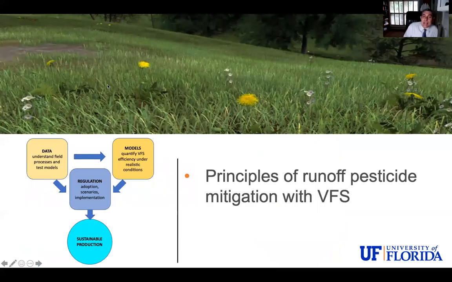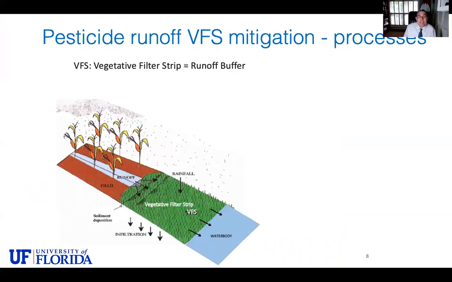Now, let me just give you an idea of how these simple pieces of grass work, okay? So let's start with this source area. And again, I put here an agricultural field, but realize that it could be other, could be urban. Very important in urban settings, by the way, this practice. So here we have a source area where chemicals have been applied at some point.